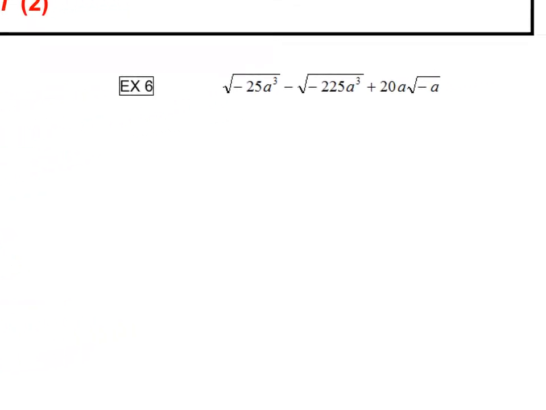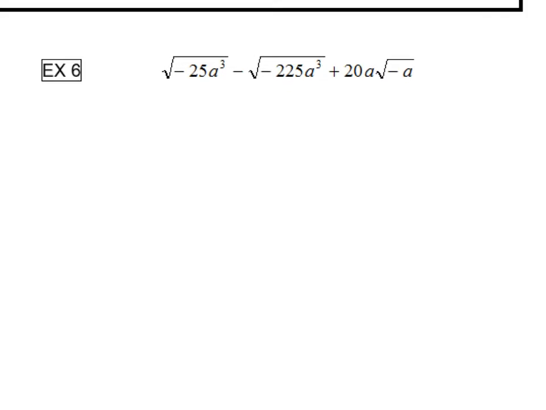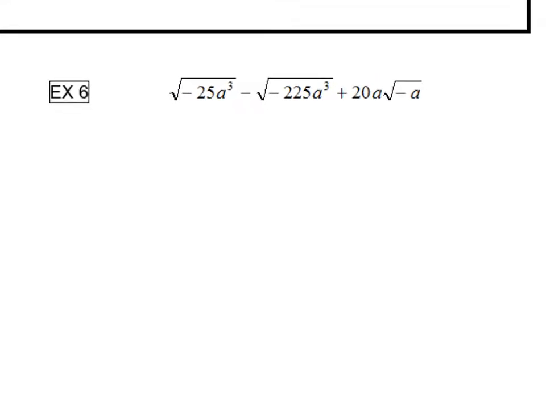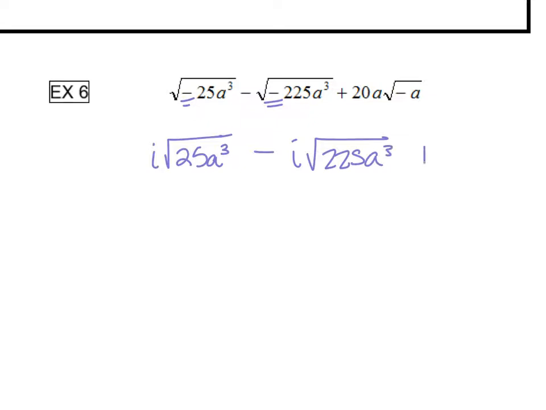Alright. This next one I think is going to be a little bit more complicated, but we'll just walk through it step by step. Okay, so first we have square roots of negatives. So let's bring in i so that we have positive values. So there's a square root of a negative 1, so we have i times the square root of 25a cubed minus, we're going to bring in i there, we have 225a cubed plus, there's one right there, so I'm going to say 20ai square root of a.